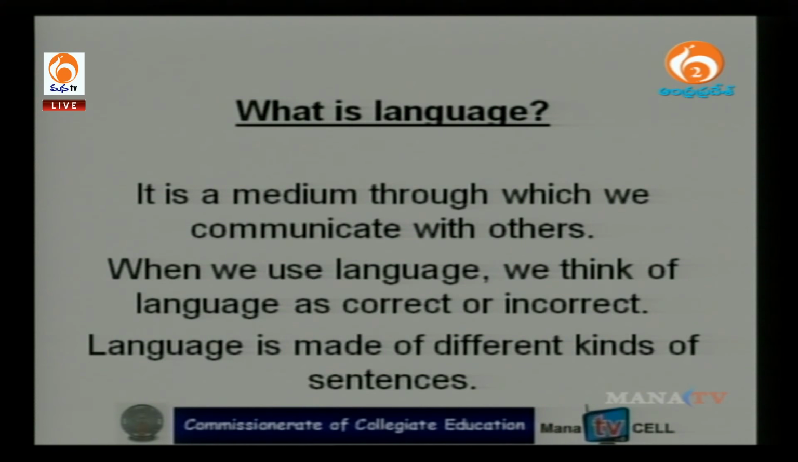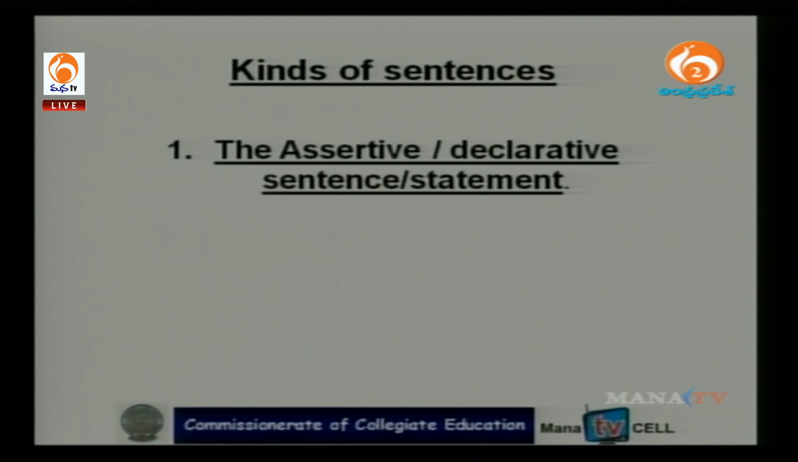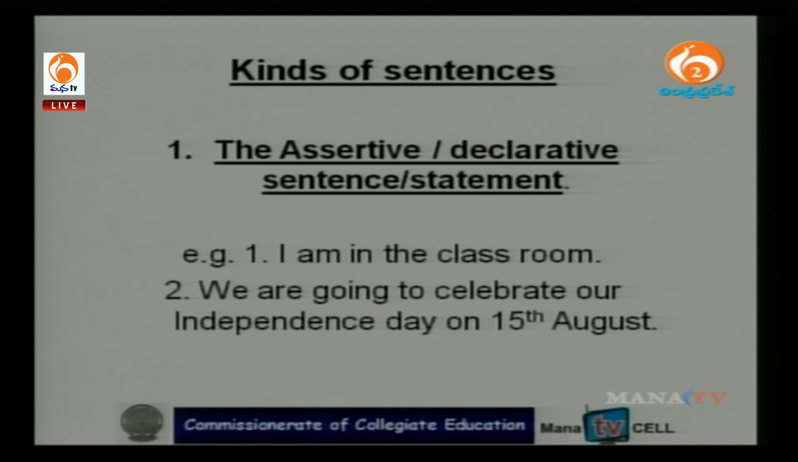And language is made of different kinds of sentences. As we know very well, there are 4 kinds of sentences in English, and the first one is assertive or declarative or a statement. And see here some examples. I am in the classroom. We are going to celebrate our Independence Day on 15th August.